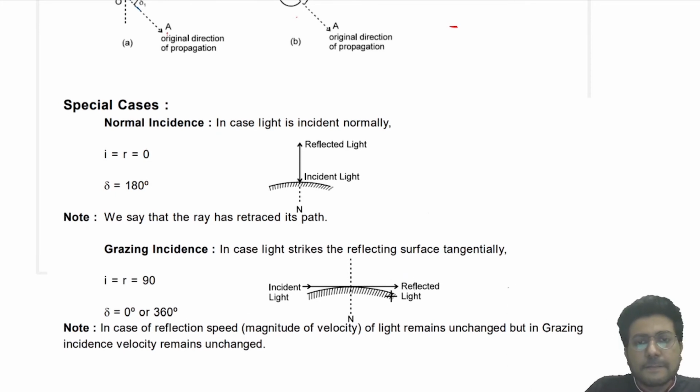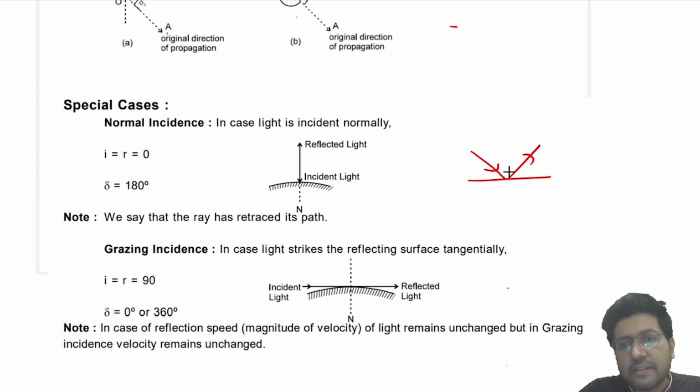So in case of reflection of light, the magnitude of velocity of light remains unchanged. Why? Because in reflection, light is moving back into the same medium. So in one medium the speed will be constant, right? But when there is grazing incidence, you will say speed is constant, and also velocity is constant.